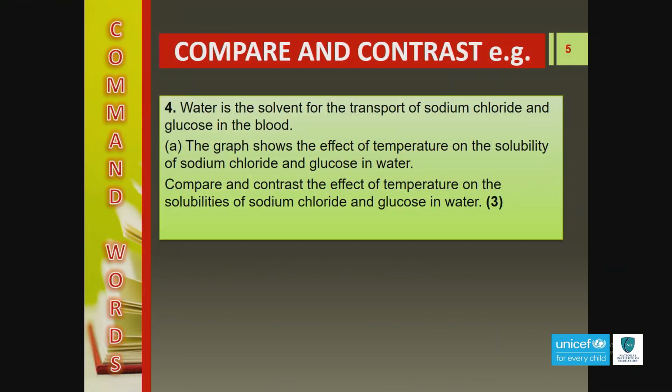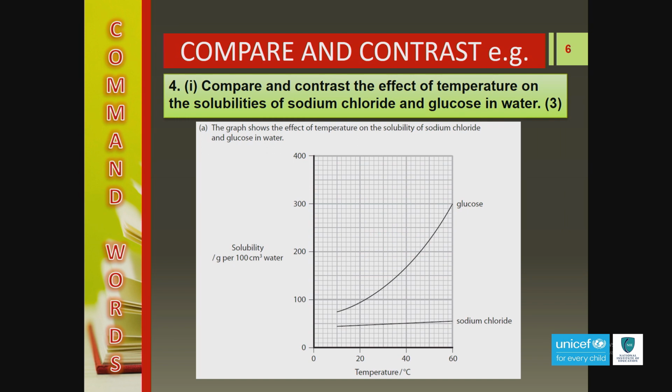Yes, the next command word that we have chosen is compare and contrast. So the question is, water is a solvent for the transport of sodium chloride and glucose in the blood. The graph shows the effect of temperature on the solubility of sodium chloride and glucose in water. And it says that you have to compare and contrast the effect of temperature on the solubility of sodium chloride and glucose in water.